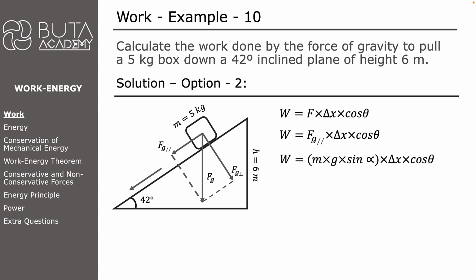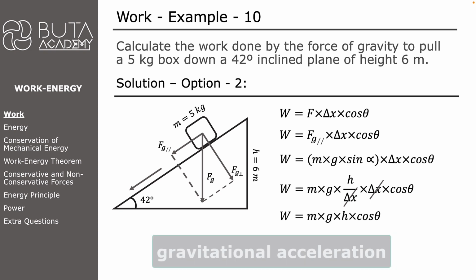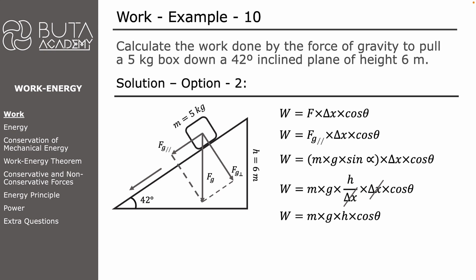These steps are exactly the same as in the previous method, but now we will take a different approach. Rather than calculating the displacement of the object, we will refactor the term sine alpha. As you know, the sine of an angle is equal to the ratio of the angle's opposite side, that is the height of the incline, to the hypotenuse, which represents the displacement of the object. As displacements cancel each other out, we can now simplify the formula. The work of gravity can be calculated using the following formula: mass times the gravitational acceleration multiplied by the height of the slope multiplied by the cosine of theta.